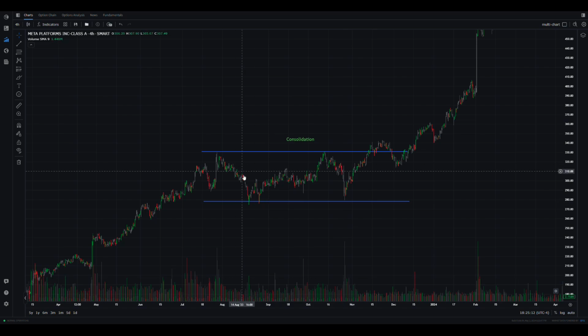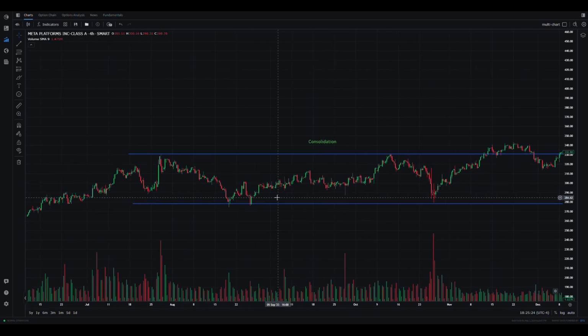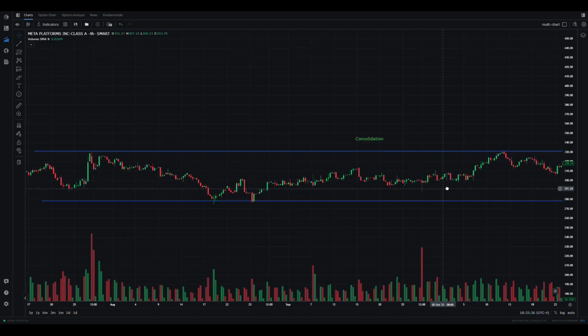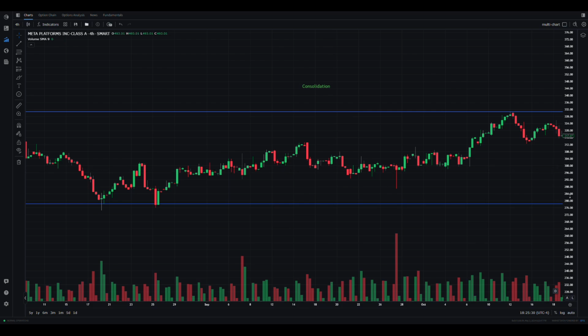The duration of consolidation can vary widely, ranging from a few days to several weeks or even months, depending on market conditions and the time frame being analyzed. Shorter consolidation periods may occur within larger consolidation patterns, forming nested or fractal patterns on the price chart. Consolidation often precedes a significant price movement, as traders anticipate the direction of the breakout.